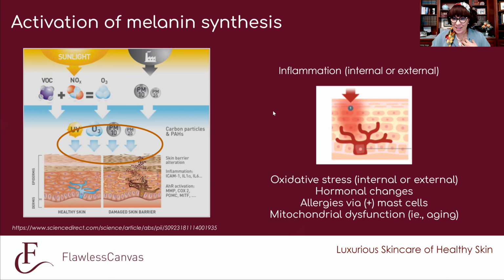But we also have internal factors that produce uneven pigmentation. Oxidative stress is one of them, along with hormonal changes, allergies via activation of mast cells, and mitochondrial dysfunction, which is strongly linked to aging. So as we get old and our skin is out of balance and not healthy anymore, we have a bigger chance of producing uneven pigmentation.